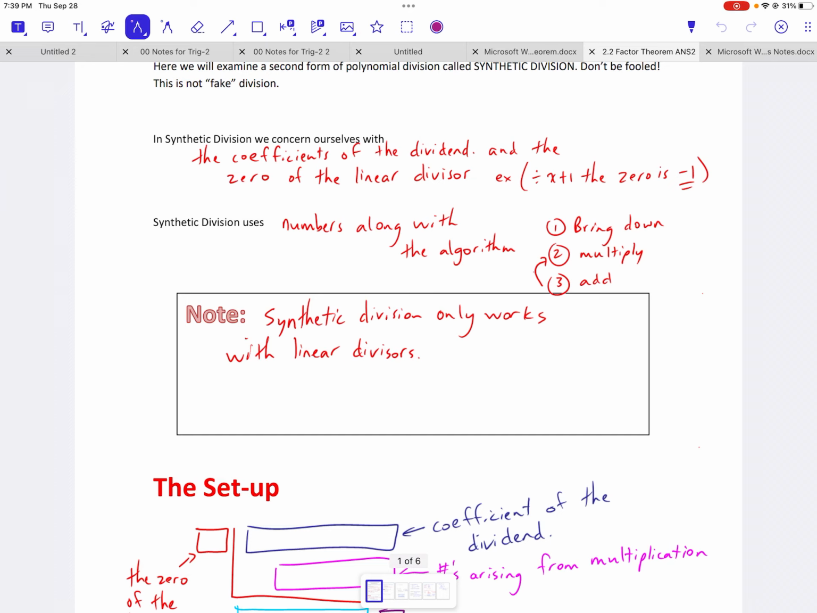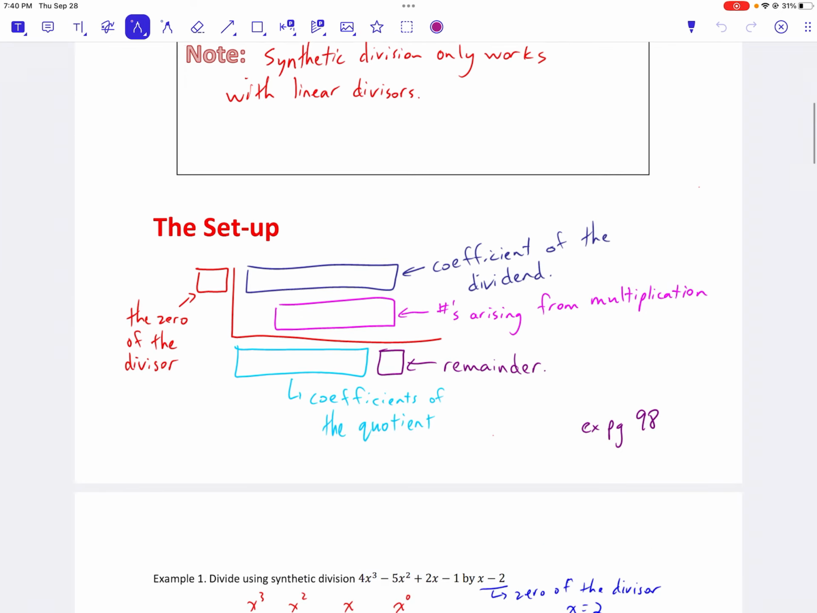Synthetic division uses numbers along with the algorithm. Step 1, we bring down. Step 2, we multiply. Step 3, we add. And after step 3, we return to step 2, and then we go to 3, and then to 2, and then to 3. And we just keep going until we finish the problem. Note, synthetic division only works with linear divisors. This will not work when we go beyond that. So when we divide by a quadratic, we'll actually use long division again.